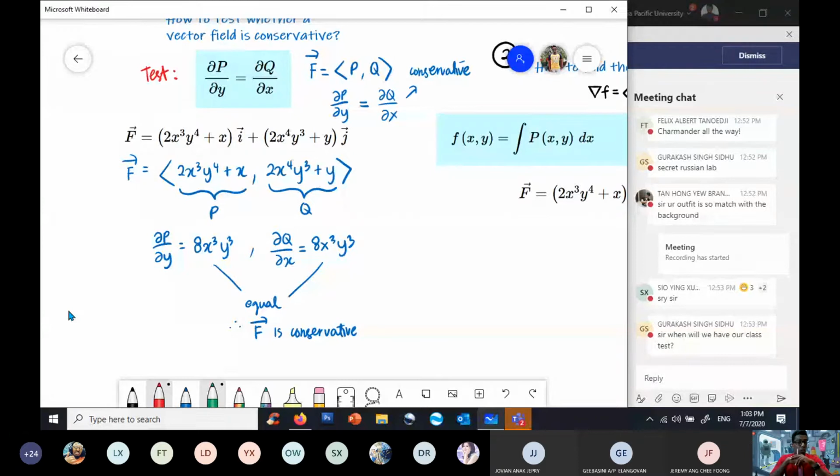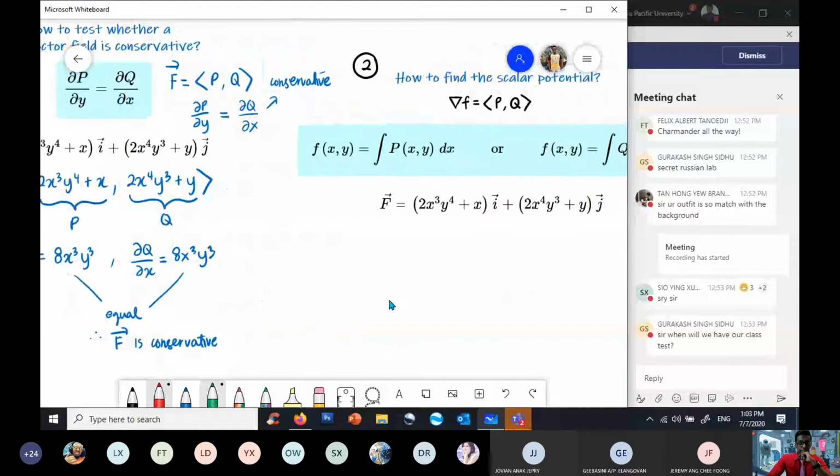Remember that testing for conservativeness is just one part of the main picture here. The more important part is being able to find the scalar potential. That is the next part we are going to look at. Okay, I don't see any questions, so I think it's okay for me to move on. Let me know if there's anything.